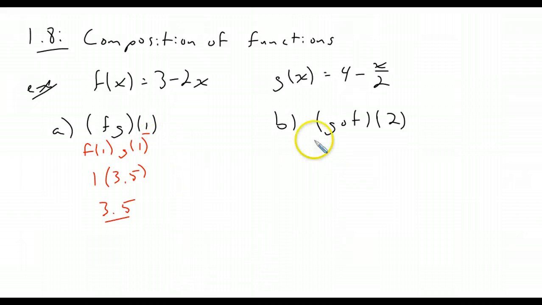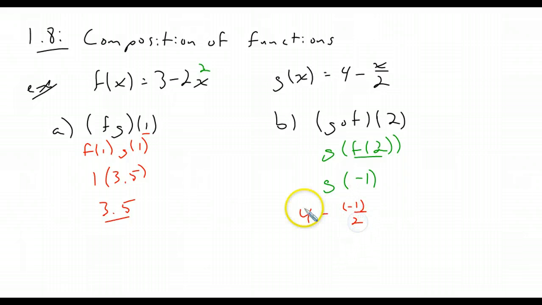Okay, same can be done with g of f. Just notice this is g of f of 2. So I'm going to go to f of 2 first, work inside to outside, don't forget. So go to f, plug in 2. If there's a 2 here, 3 minus 2 times 2 is 3 minus 4, which is negative 1. So now I can go to g and plug in negative 1. So if I go to g, plug in negative 1, 4 minus negative 1 divided by 2 is 4 plus 1 half, which would end up being 4.5. And that would be it.